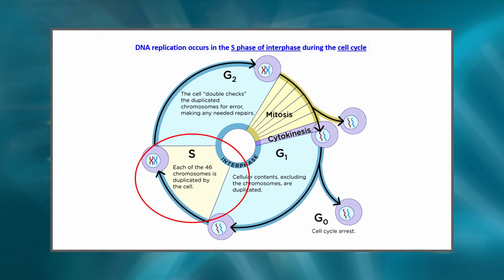In eukaryotic cells such as animal cells and plant cells, DNA replication occurs in the S phase of the interphase during the cell cycle. The process of DNA replication is vital for cell growth, repair, and reproduction in organisms.